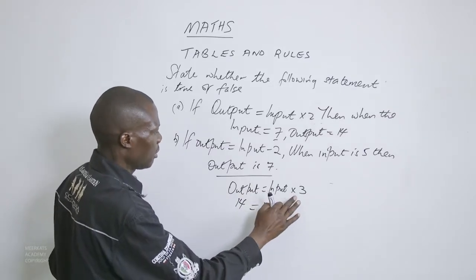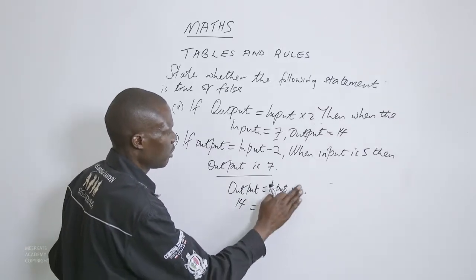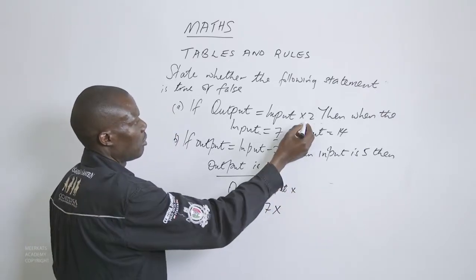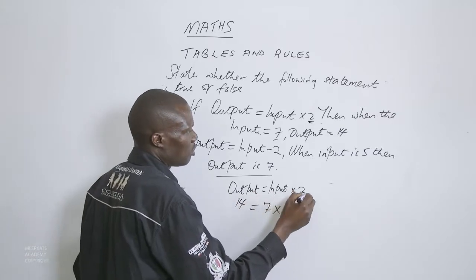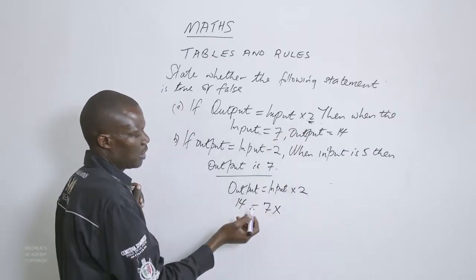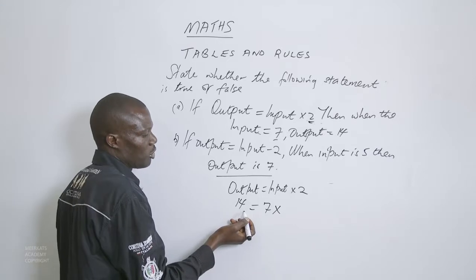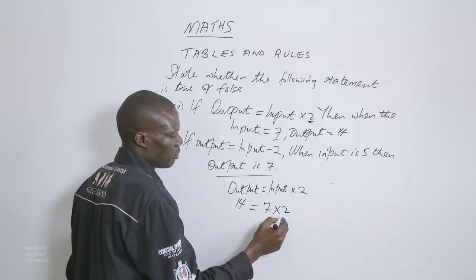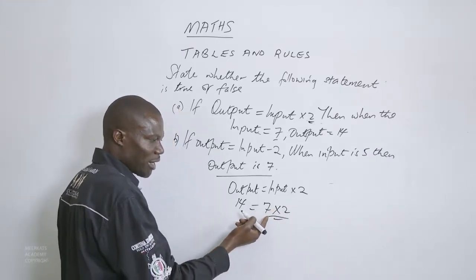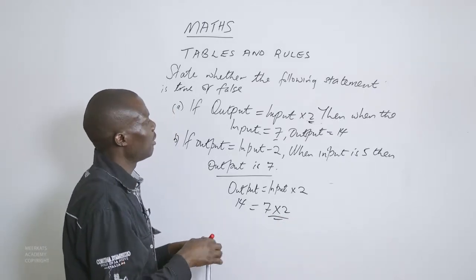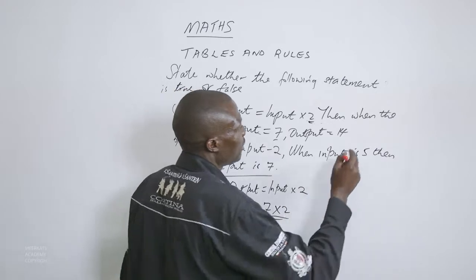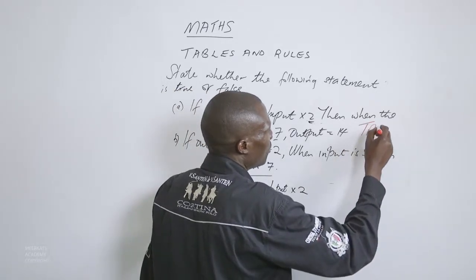We are looking at 2. Output equals input times 2. That's what the rule is. Is it true that 14 is equal to 7 times 2? If 7 times 2 is 14, which is the case in this particular case, we can simply agree that this statement is true.